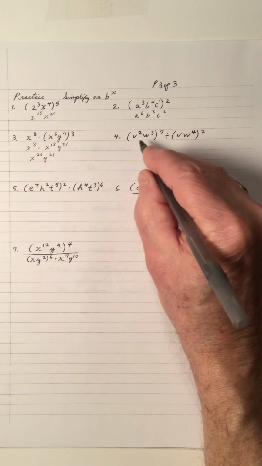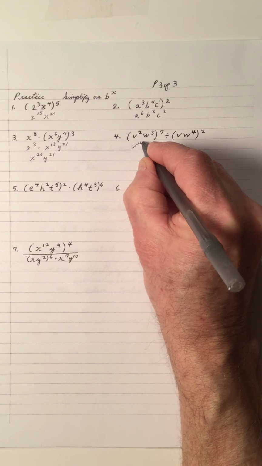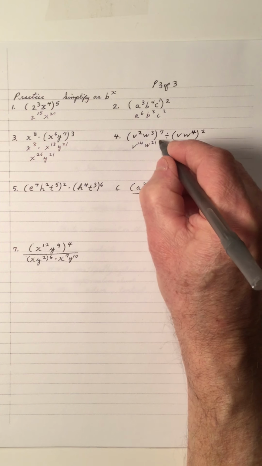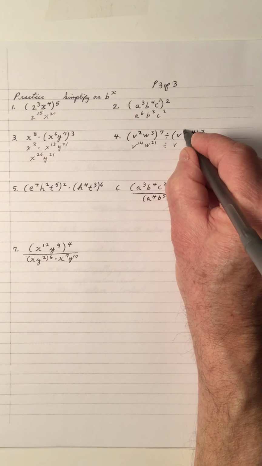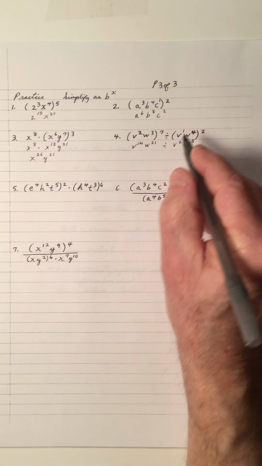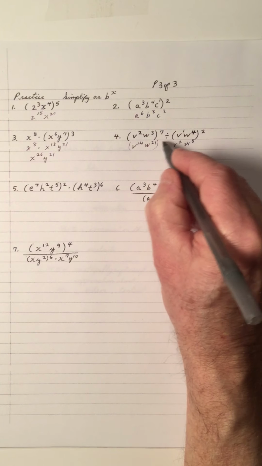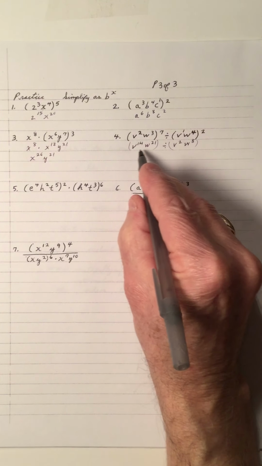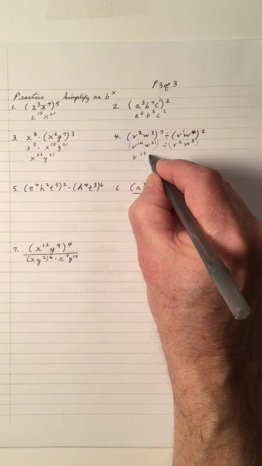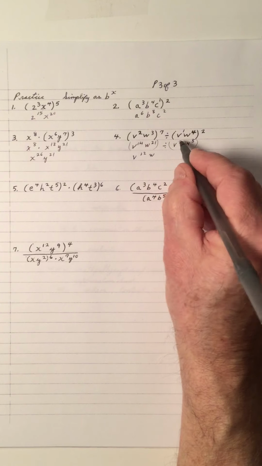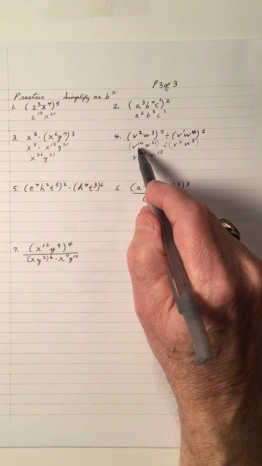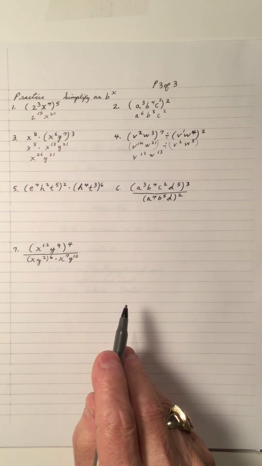Number 4, let's work out the exponents first. V to the 14, W to the 21, power of a power, divided by, notice, this is V, that's a 1, 1 times 2 is 2, and 4 times 2 is 8. Now, I'm dividing this one by this one, that's what it says. So when I divide, I subtract. 14 subtract 2 is 12. And W, when I subtract 21 minus 8, I get 13. So only the V's go together and the W's go together.